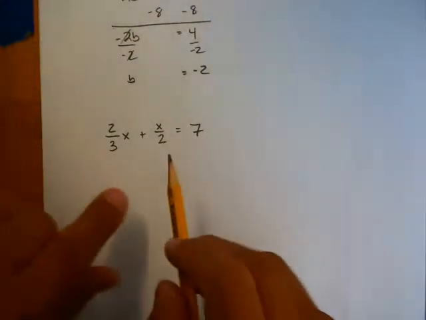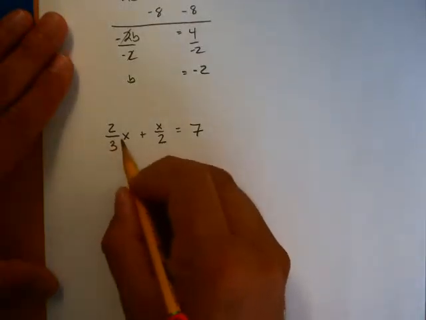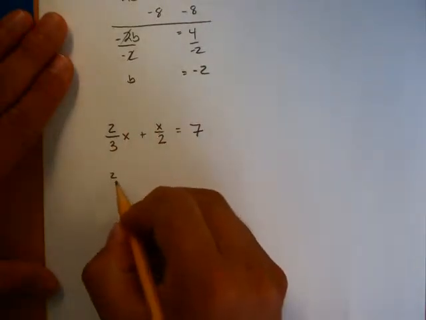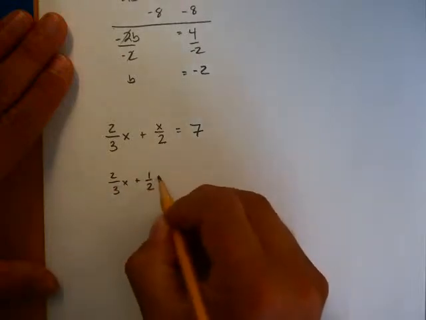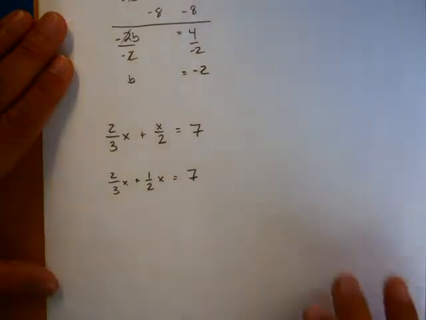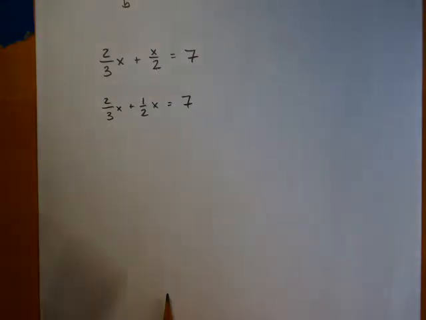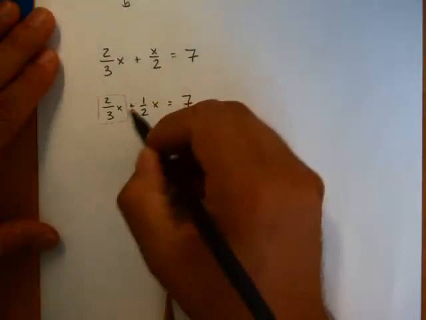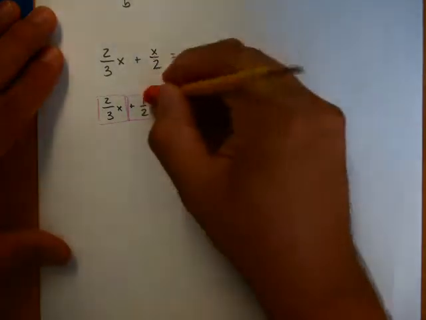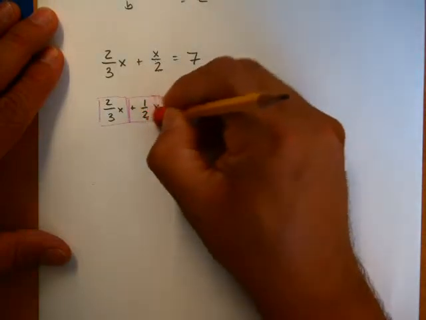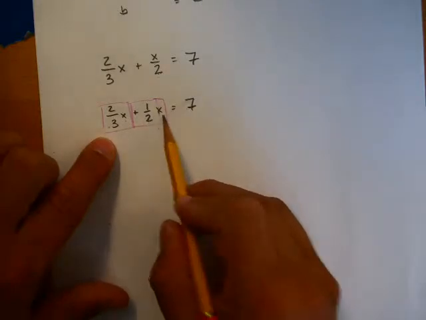I'm going to rewrite this. I'm not a big fan of this x divided by 2. I like to write the fraction in front a little bit, so this to me looks more like 2/3 x plus 1/2 x equals 7, and that just keeps it a little bit more clear in my mind. Well, that's just me. Okay, so I have 2/3 x's and I have 1/2 x's, and I need to combine them.